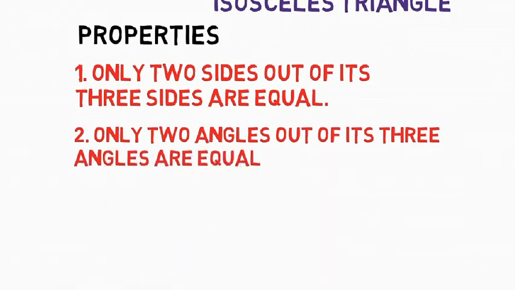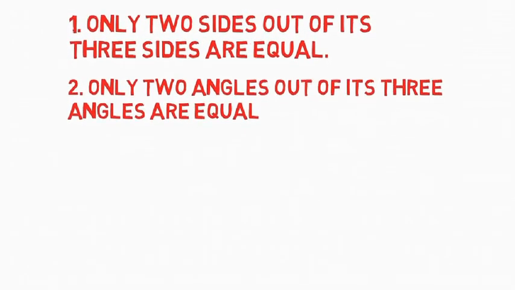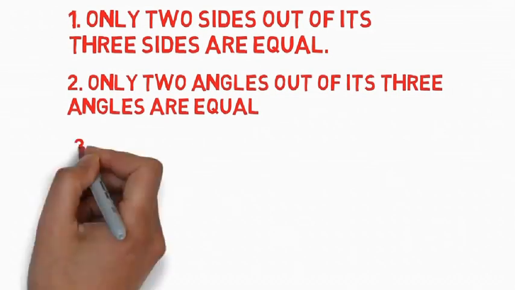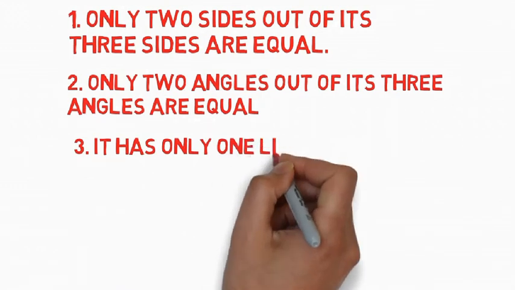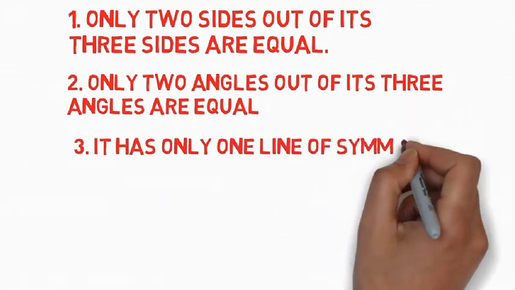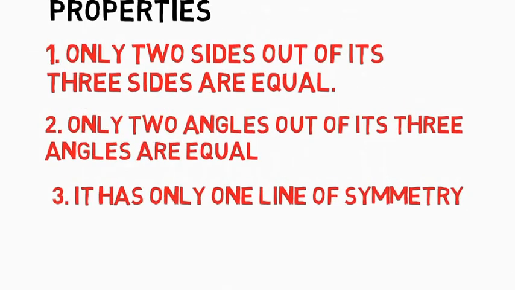Now the next thing, can I divide an isosceles triangle? Yes, I can divide, but I can only divide an isosceles triangle in only one way. So therefore, it has only one line of symmetry.